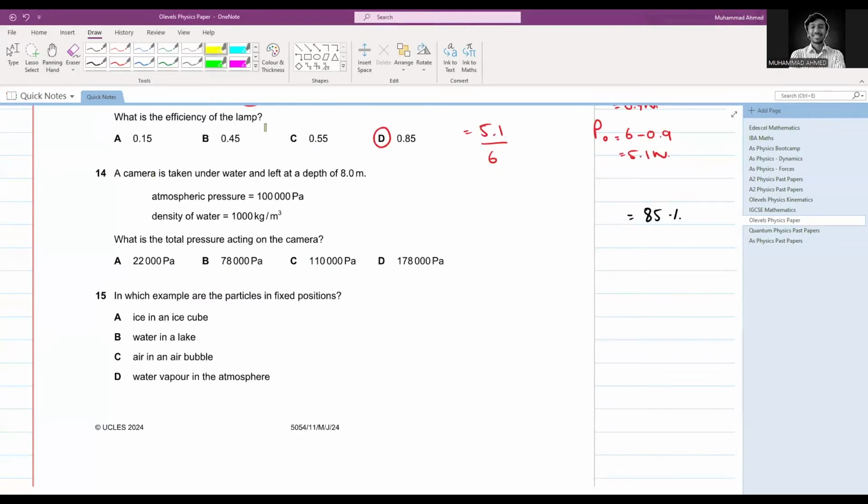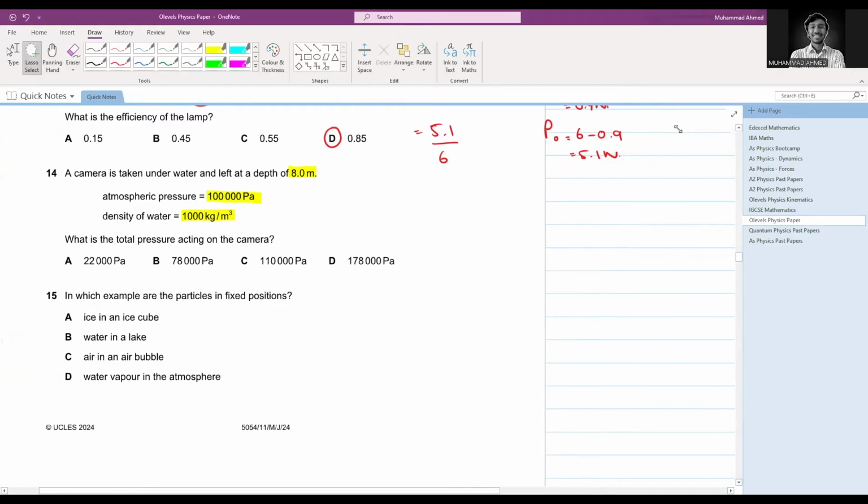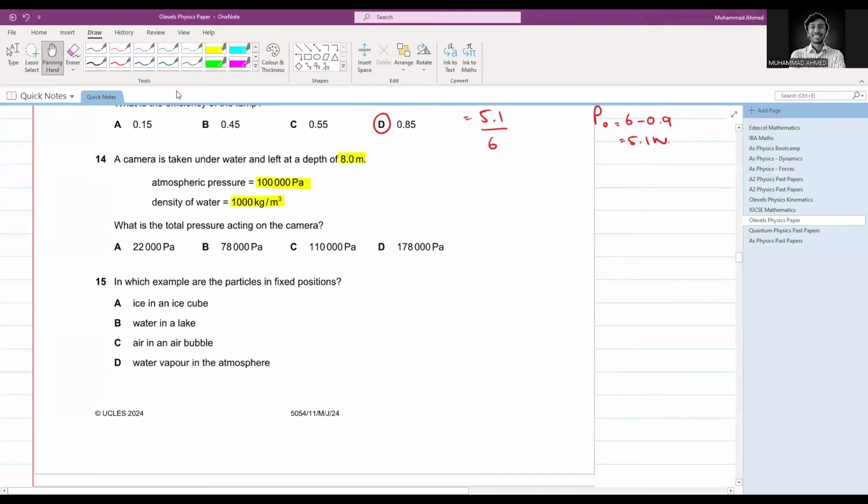A camera is taken underwater and left at a depth of 8 meter. Perfect. Atmospheric pressure is this. The density of water is this. What is the total pressure acting on the camera? What will be the total pressure acting on the camera?